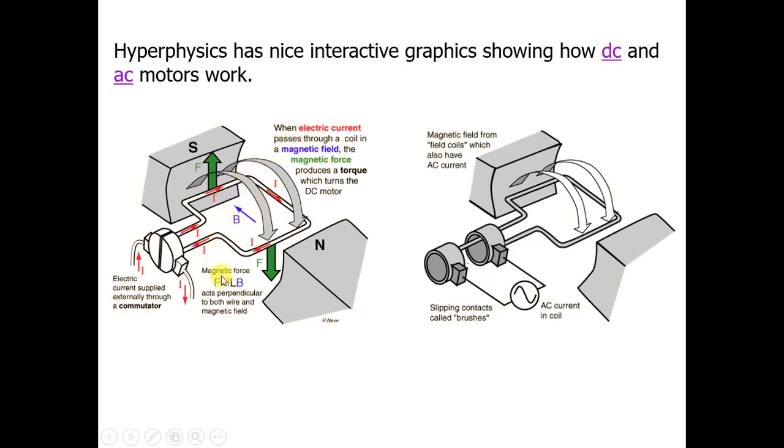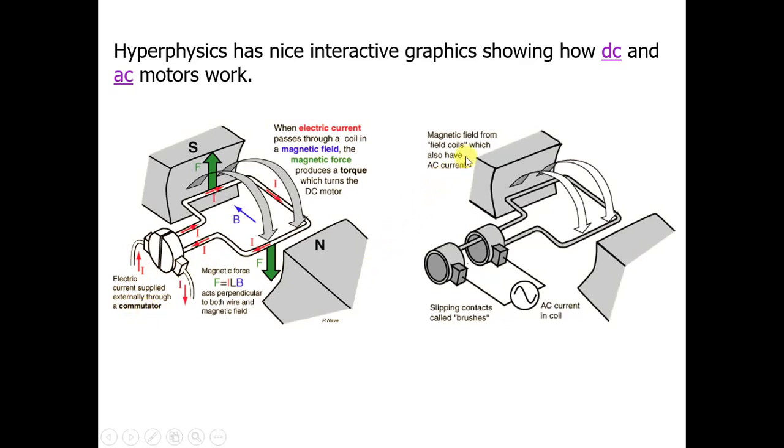So the magnetic force is F equals I L B, where I is the current, L is the length of the loop, and B is the magnetic field. So F acts perpendicular to both the wire and the magnetic field. See here, F is in this direction, perpendicular to I and also L and also B. So it is perpendicular to both the wire and the magnetic field. See here, it is also in this direction and here also in this direction. So electric current is supplied externally through commutators.